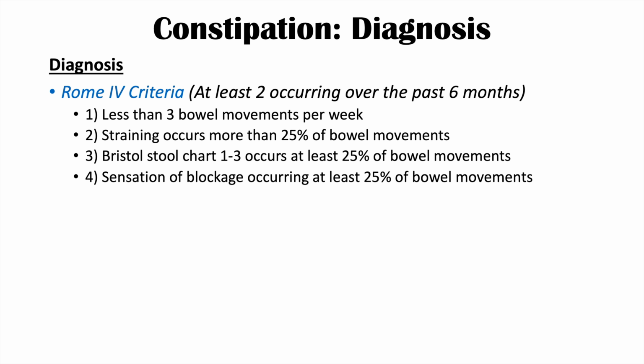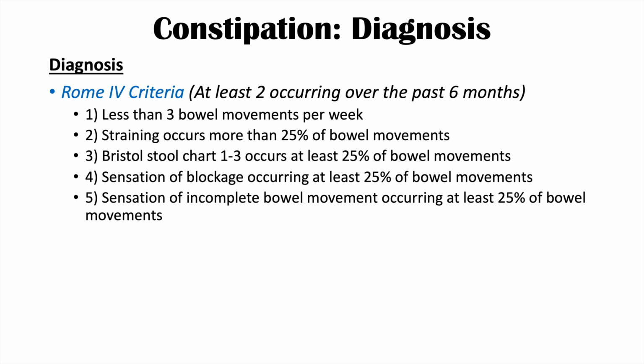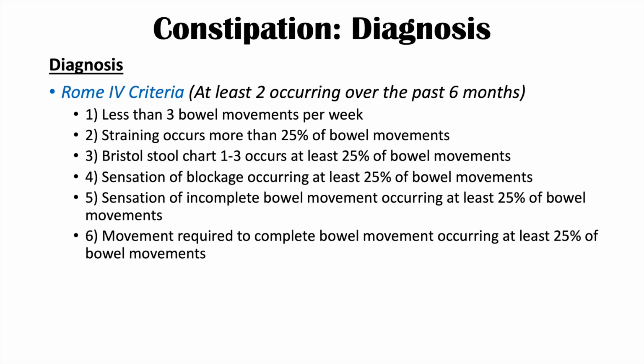4 is a sensation of blockage occurring in at least 25% of bowel movements. 5 is a sensation of incomplete bowel movements or incomplete evacuation occurring in at least 25% of bowel movements. And 6, in some cases, manual maneuvers are required to complete a bowel movement, occurring in at least 25% of bowel movements. So if there are at least 2 of these that occur over the past 6 months, that would be considered the Rome 4 criteria for diagnosis.